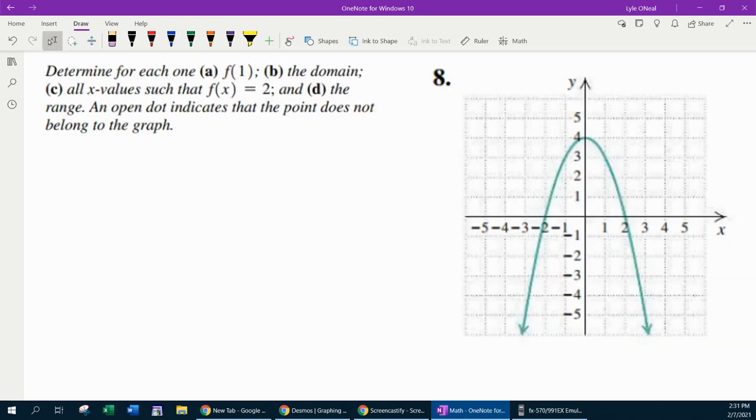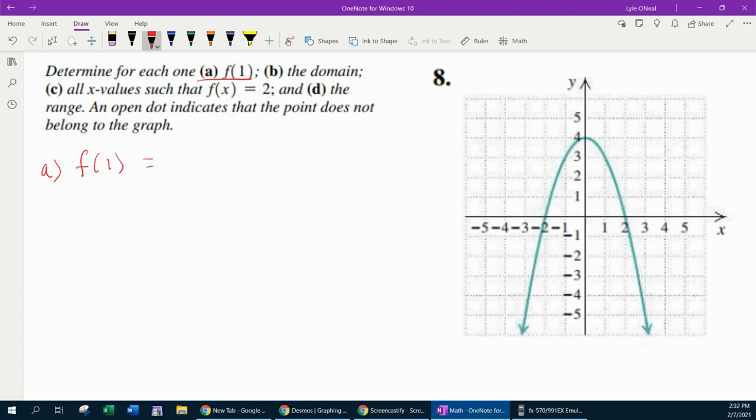Next, number 8, we're going to go through and do exactly the same 4 pieces that we did for the previous example, but here we have a different graph. So part A, they want us to find, again, f of 1.